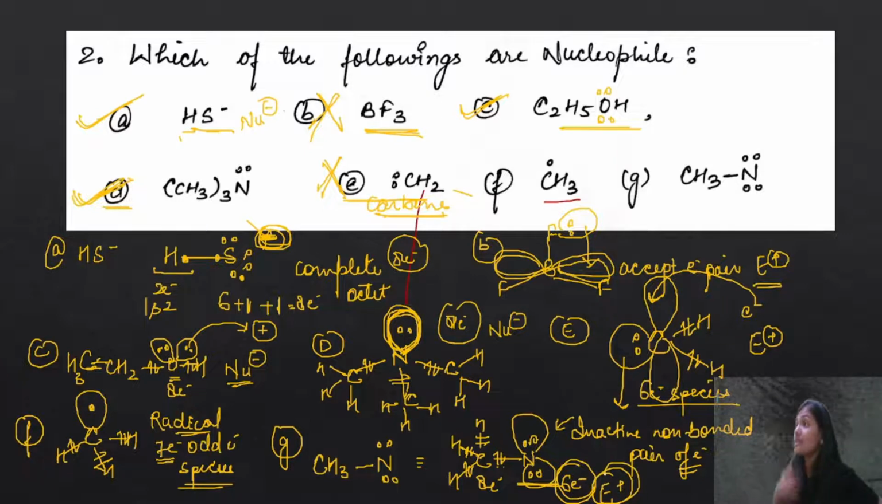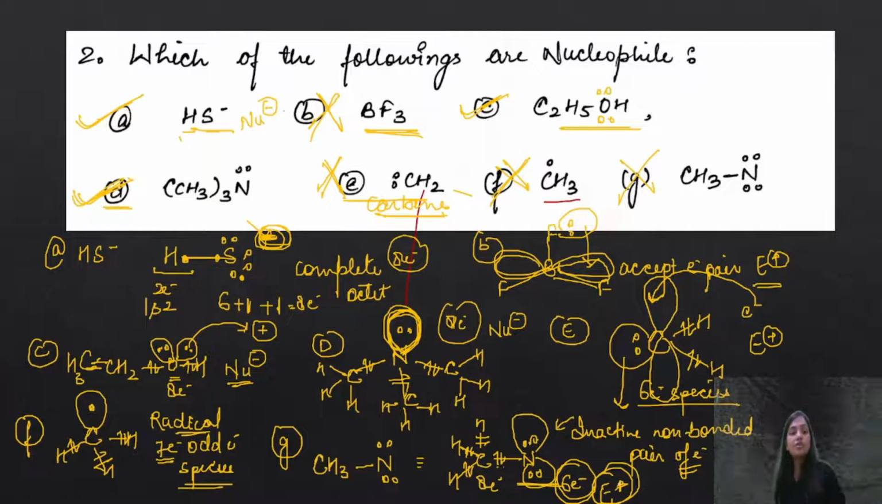It will show the attraction for electrons. It will first accept the electron to complete its octet. And if it is showing attraction or affinity for electrons, it is said to be an electrophile. So absolutely I would say that this is an electrophile. They both are electrophiles, not nucleophiles. So please mark it. This is also electrophilic in nature, not nucleophile.